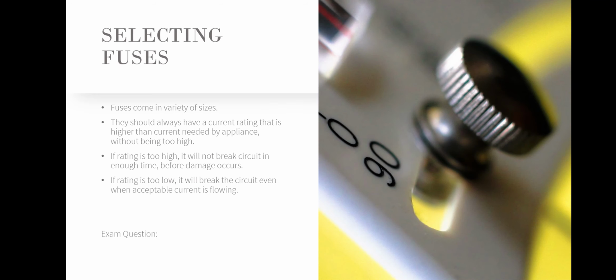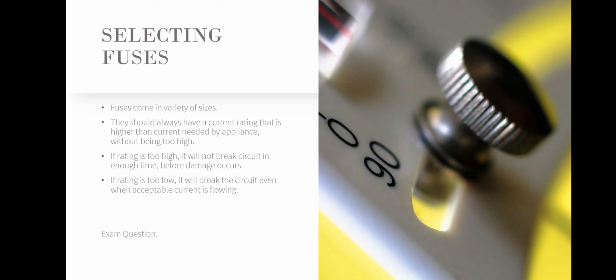Next up is selecting fuses. Now fuses come in a variety of sizes. They should always have a current rating that is higher than the current needed by the appliance without being too high. Because if the rating is too high, it will not break the circuit in enough time before damage occurs. So damage will occur, and if it is too low, it will break the circuit even when acceptable current is flowing. So that's why you need a current rating that is higher than the current needed but not too high.